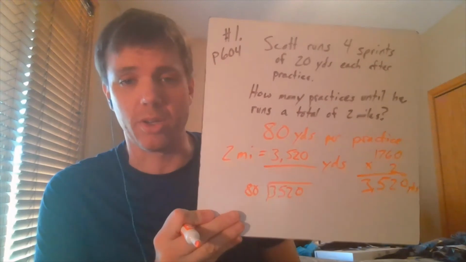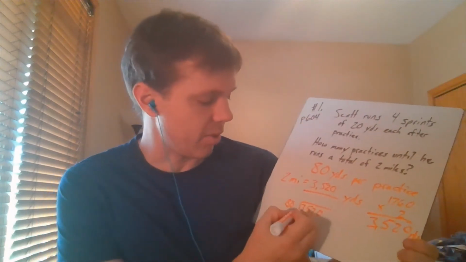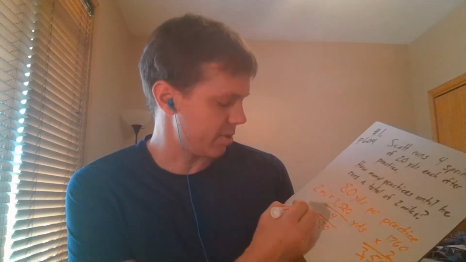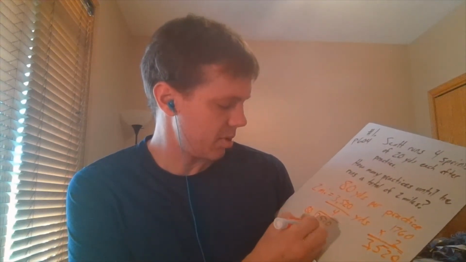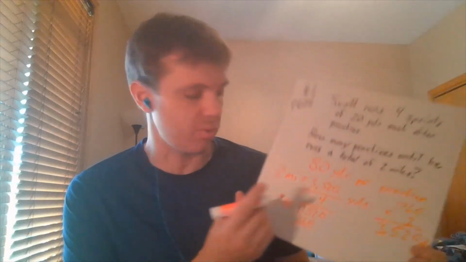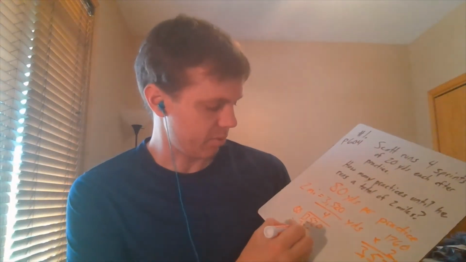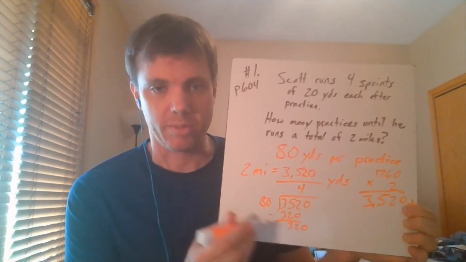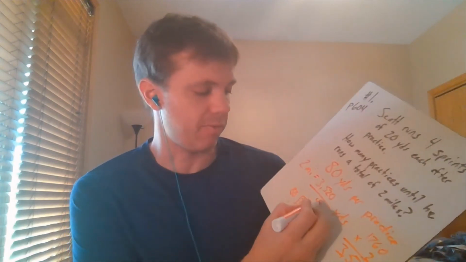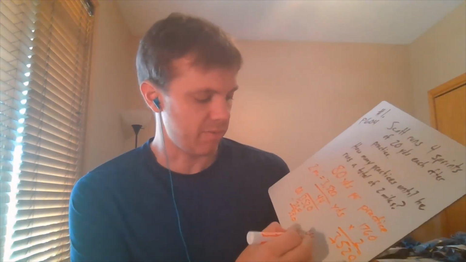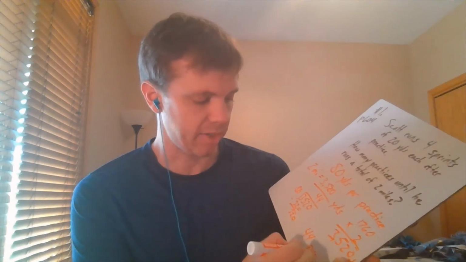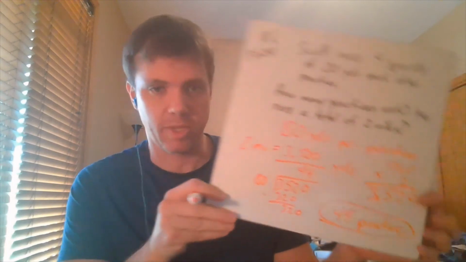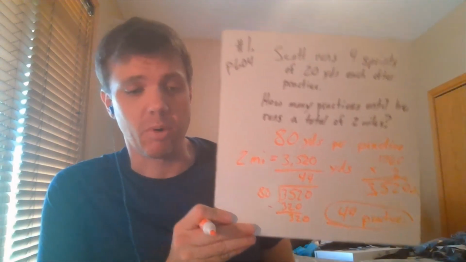And now we're just getting back into long division. So 8 doesn't go into 35. It does go into 350. I'm guessing 4 times, because 4 times 8 is 32. So 4 times 80 is 320. And we'll subtract, which will give us 320. Oh, that works out pretty easily. So 80 goes into 320. We already know 4 times. So our answer is going to be 44 practices. So that's number 1.